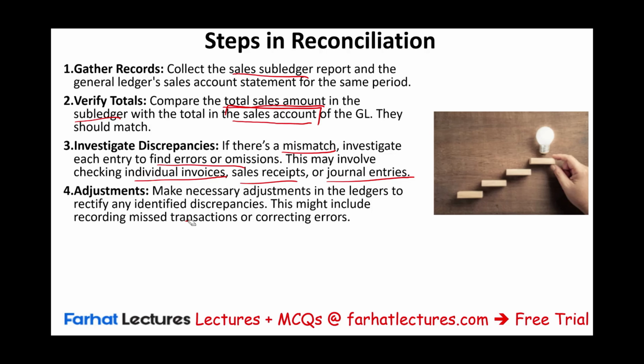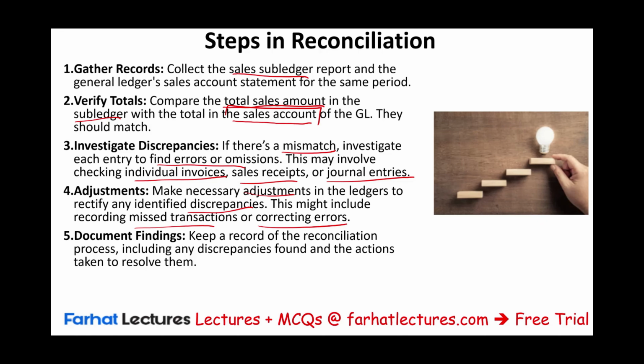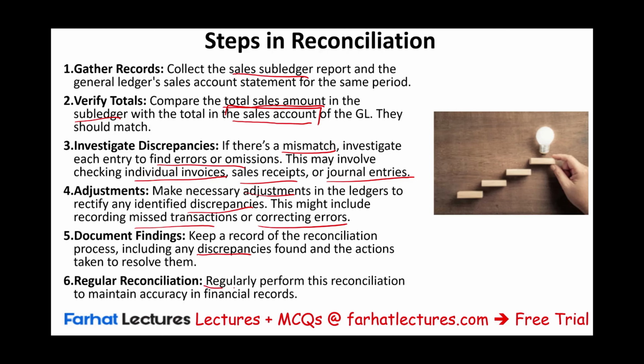Then if there's any discrepancy, you make the necessary adjustment in the ledger to rectify any identified discrepancy. This might include missing transactions or correcting errors. We're going to look at some reasons why this could happen. Then keep a record of the reconciliation process, including any discrepancy found and actions taken to resolve it. And on a regular basis, perform this reconciliation to maintain the integrity and accuracy of the financial records.